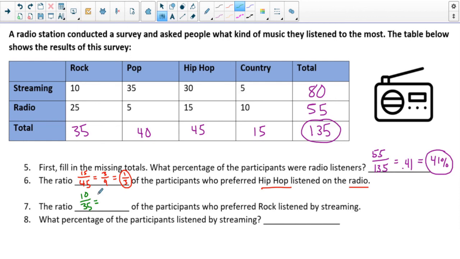So again, we can reduce this. 10 divided by 5 and 35 divided by 5 is 5/7.